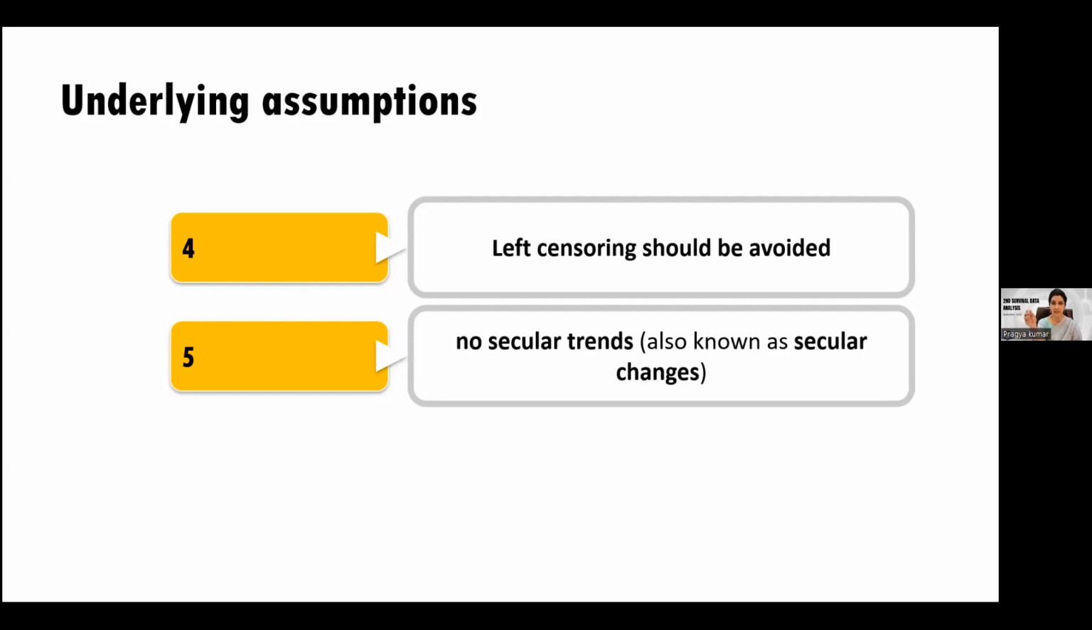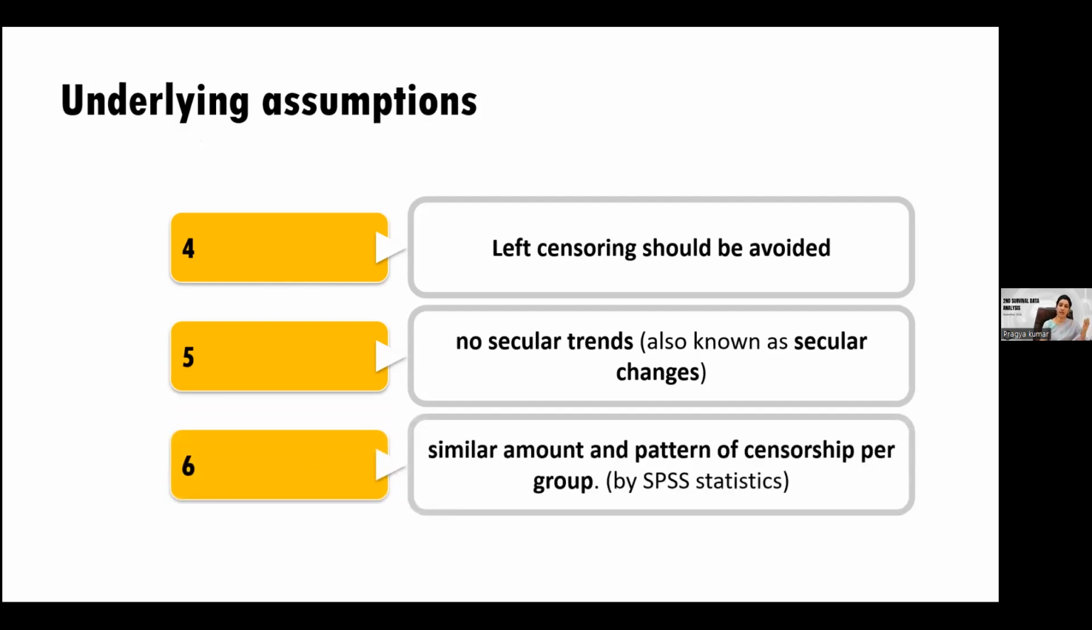In that case, you should perform two separate analyses, one before introduction of that particular treatment and one after introduction of that treatment. Because if you do it collectively, you may have an overestimation or underestimation of the survival time. That is what we mean by secular changes. So there should not be any secular trends in the diagnostic criteria, in the screening procedure, or in the treatment. And all these assumptions which we have discussed up till now are study design issues, so you cannot check them in SPSS.